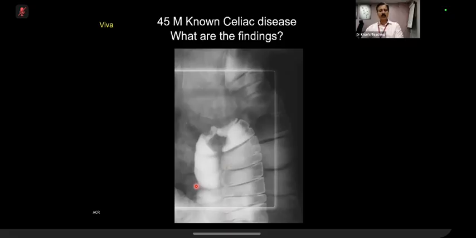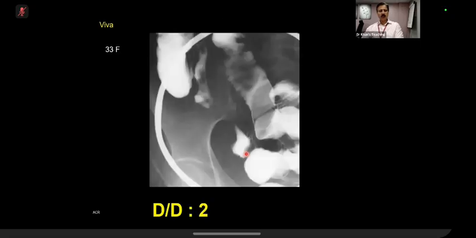Excellent. So celiac disease also is associated with lymphoma as well as carcinoma. This is a classical malignant stricture where there is apple core appearance, overhanging edges, etc. Okay, this is a case of Crohn's disease. First of all, this is the terminal ileum. But what is this where I am pointing out? This thing.